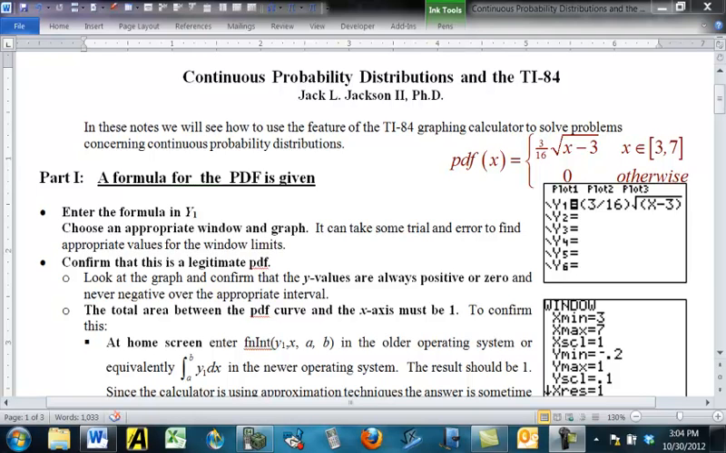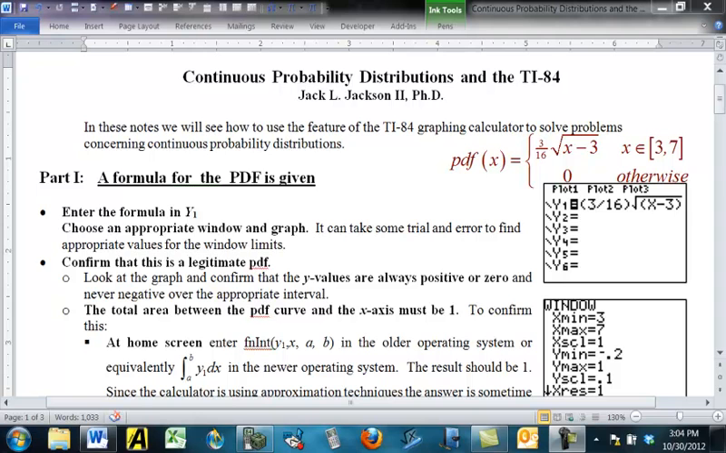So the first thing we're going to do is enter a formula for y1. So I just press y equals, and then type this in as you see here on the screen. Okay, this is the newer operating system on this particular screen. The older one looks very, very similar to this. Then you need to choose an appropriate window and graph it. Now sometimes it can take a little bit of trial and error to find appropriate window limits.